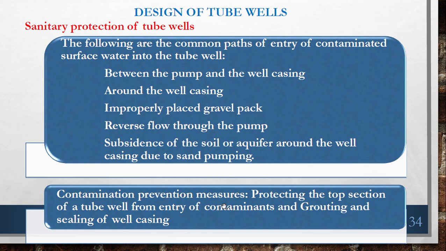Now the next step is the sanitary protection of tube wells. Sanitary protection is about ensuring the water is fit for drinking. There may be many chances of pollution of water, and these are some of the ways by which water gets polluted. We have to avoid that by protecting the top section of a tube well from the entry of contaminants, and grouting and sealing can be done to avoid such contamination.